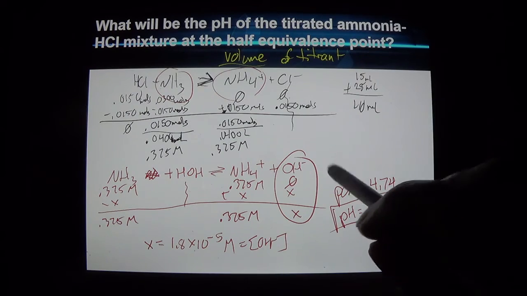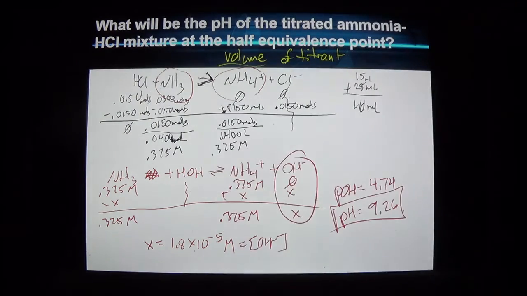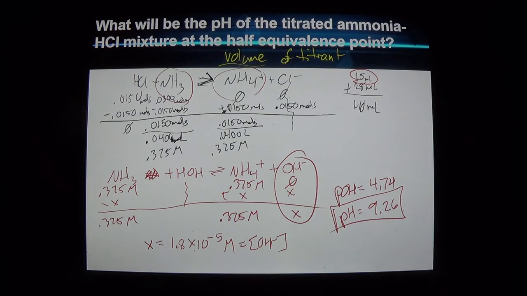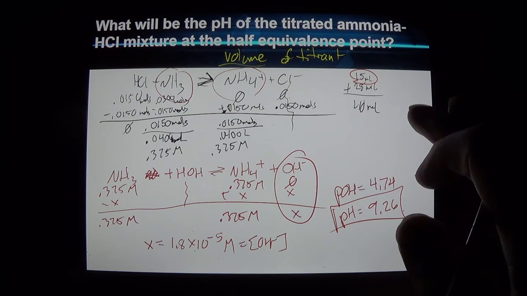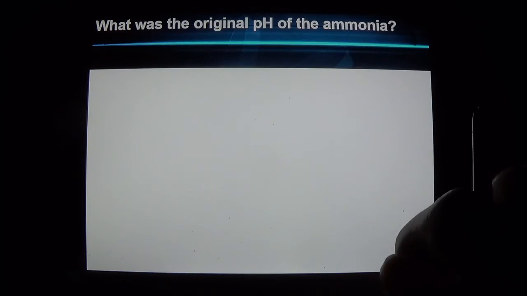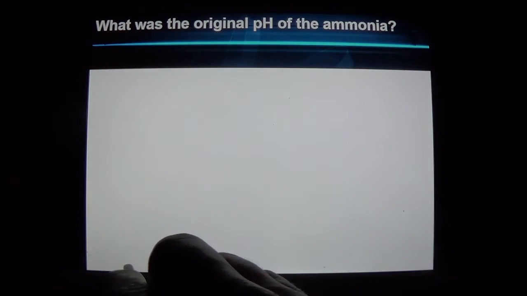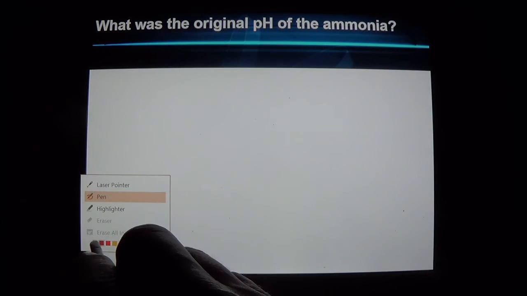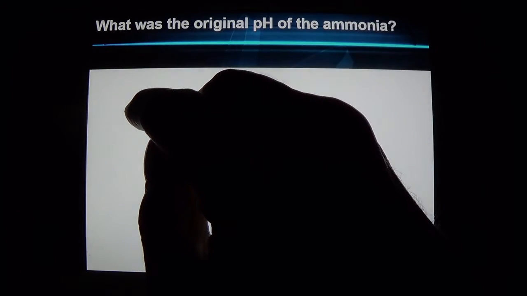Okay, and I got to the half equivalence point by adding half the milliliters of acid needed to get to the total. Do I need to know how much I need to get to the equivalence point before I can find a half equivalence point? Absolutely. But that's what we do with it. We find the equivalence point, then we calculate what it was at the half equivalence point. Okay, so now let's finish this off with what was the original pH of the pure ammonia solution.